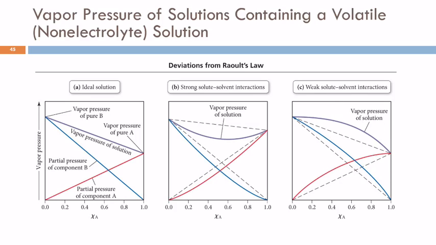But there's a limit, of course, because if the interactions between these are so weak, they may not form a solution at all. Well, one might totally evaporate, or they just might sit in separate layers, not mixing together because they don't like each other.